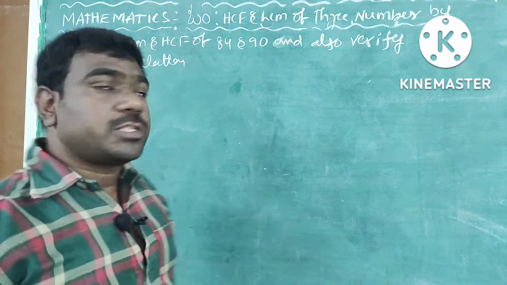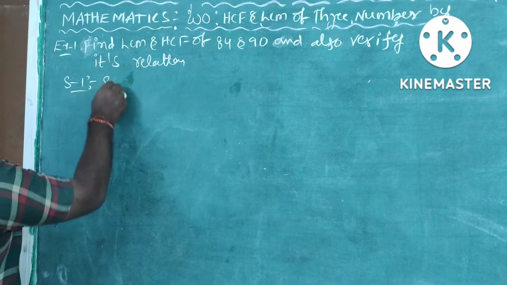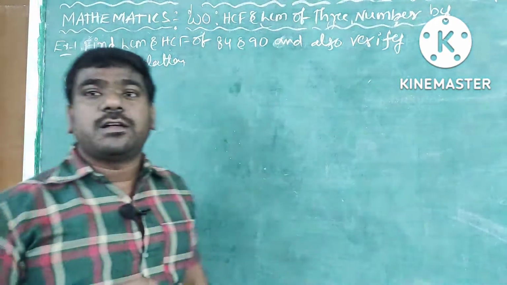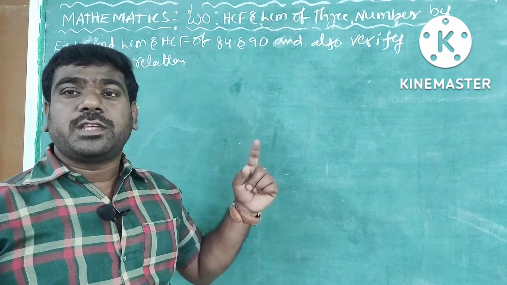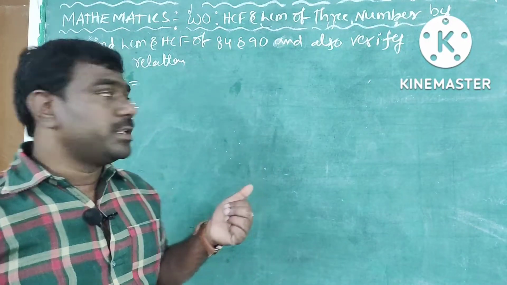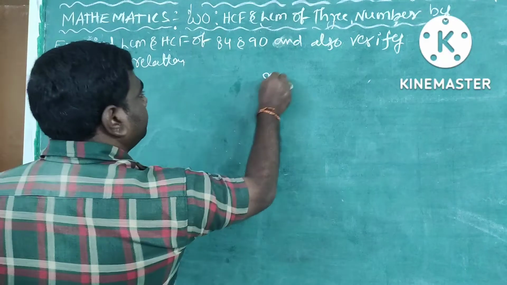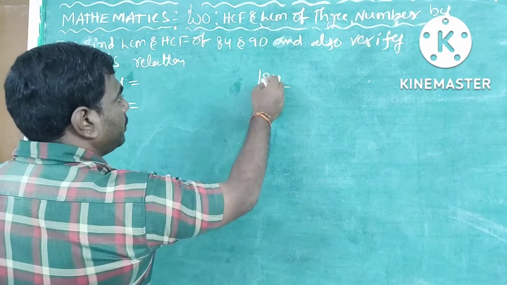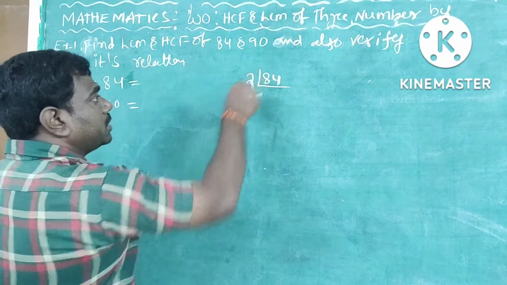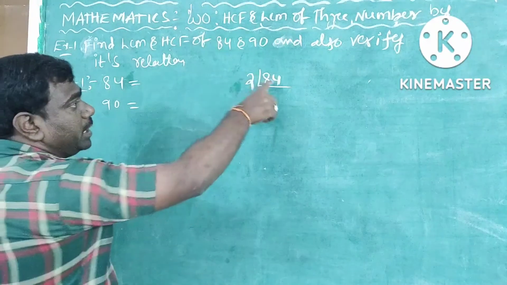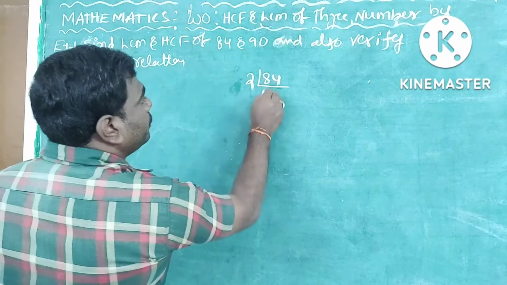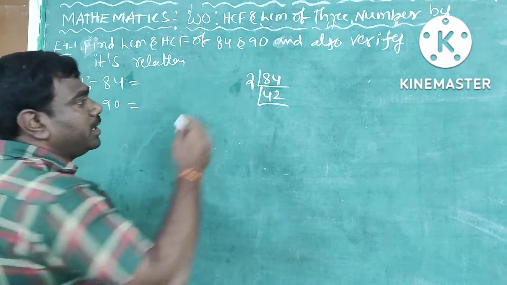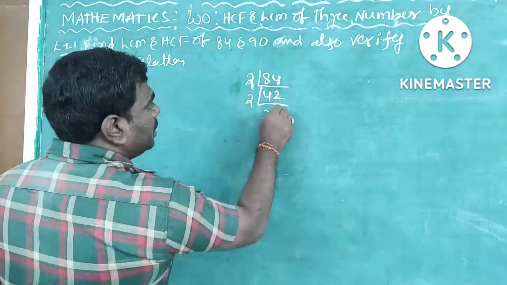In that, the first step is to take the given numbers. After that, we find the prime factorization of the given numbers by using the factor tree method or long division method. Now I am finding the prime factorization by using the long division method. The procedure is to take the smallest prime number, 2. So 84 is divisible by 2: 2 42s are 84. Again, is 42 divisible by 2? Yes, 2 21s are 42.